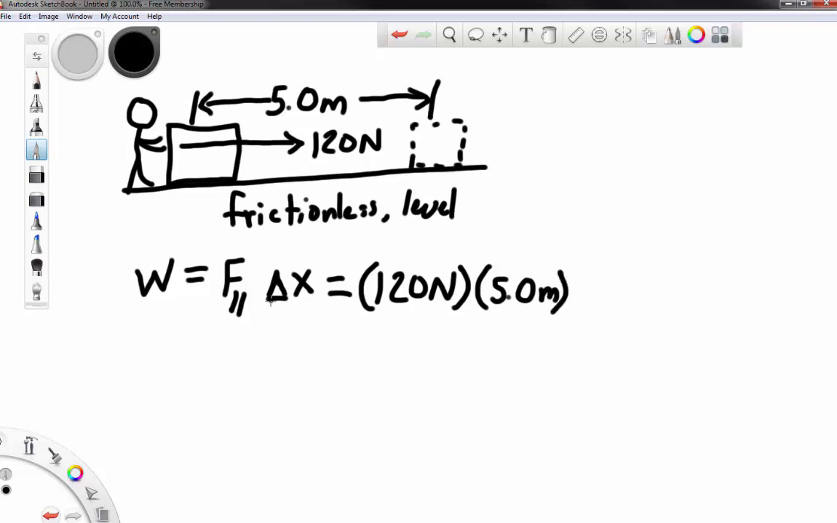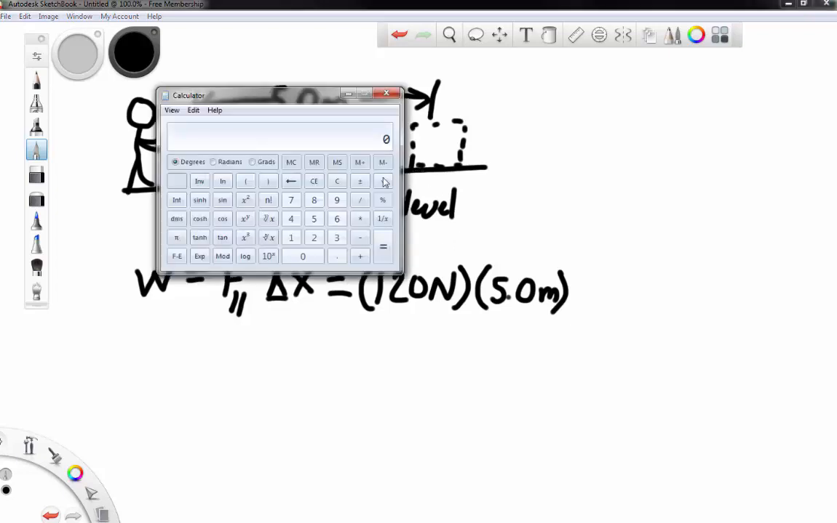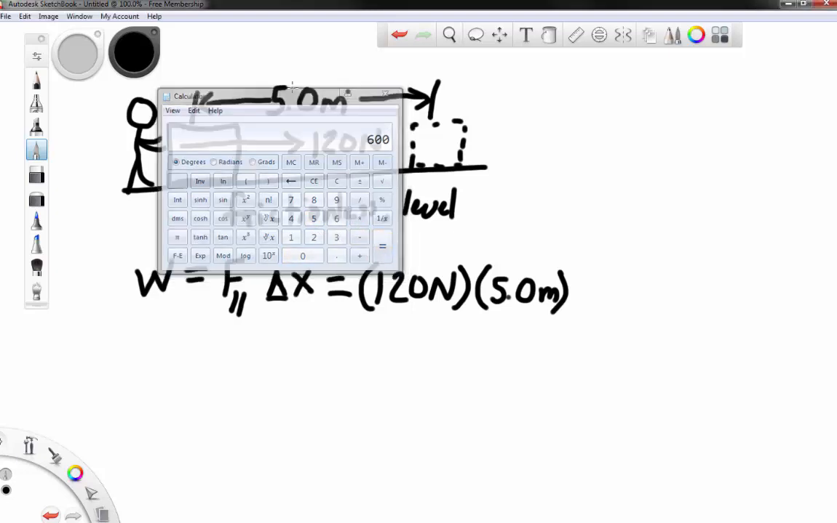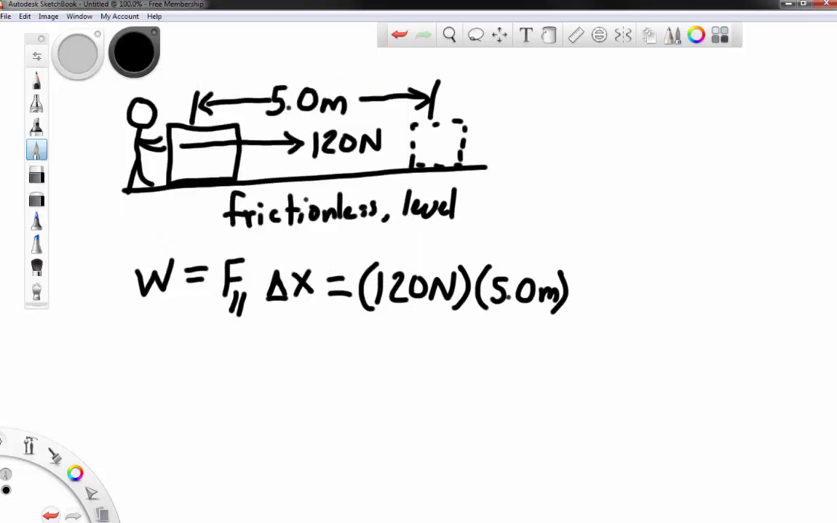So you can plug those guys into your calculator if you can't just do it mentally. So 120 times 5 should be 600. So he's done 600 joules worth of work on this object.